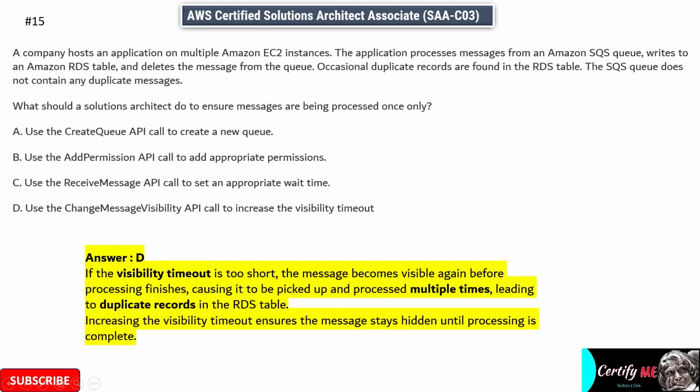The correct answer is option D. If the visibility timeout is too short, the message becomes visible again before processing finishes, causing it to be picked up and processed multiple times, leading to duplicate records in the RDS table. Increasing the visibility timeout ensures the message stays hidden until processing is complete.